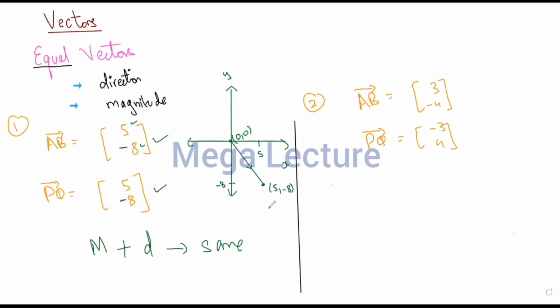Now, this is how we interpret any vector. Since both these vectors are identical, it's very obvious that their magnitude and their direction would be the same. Okay, this was good. Let's talk about the second example.